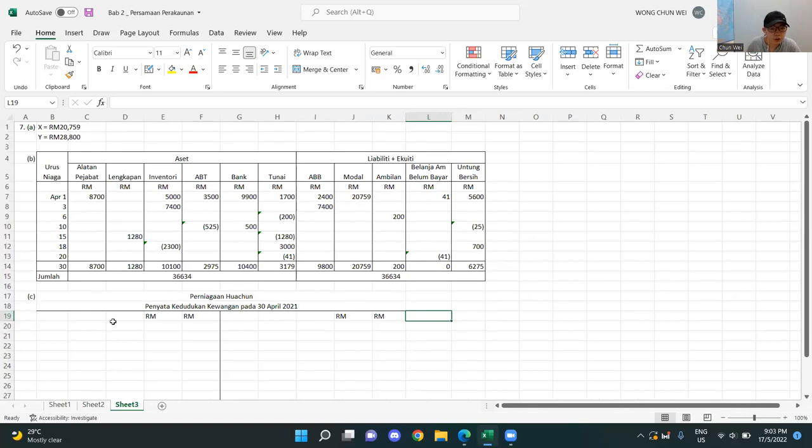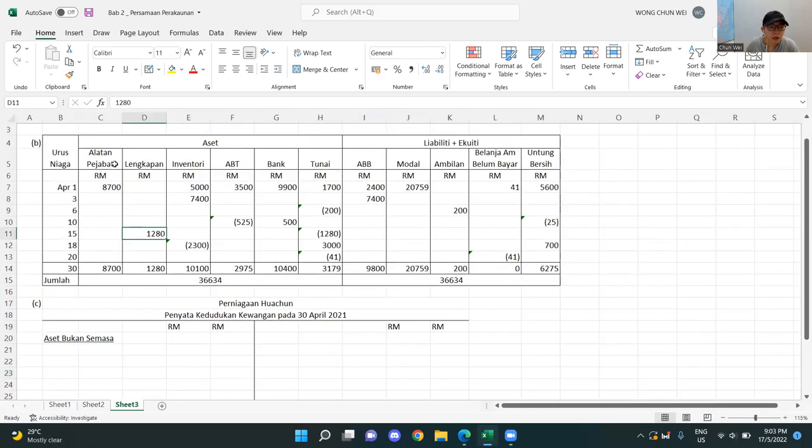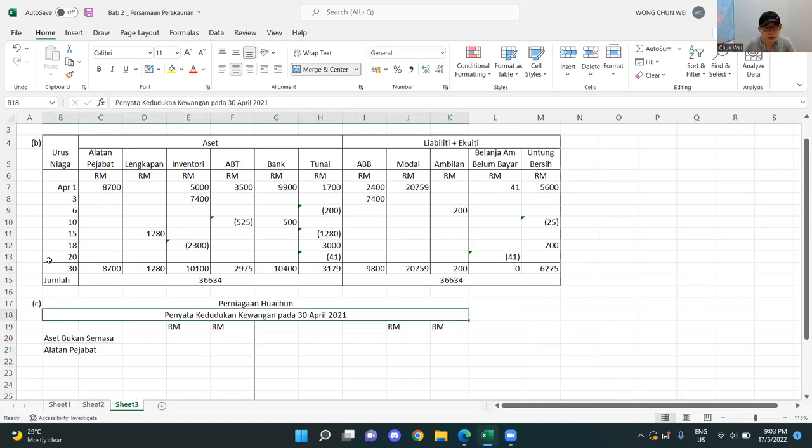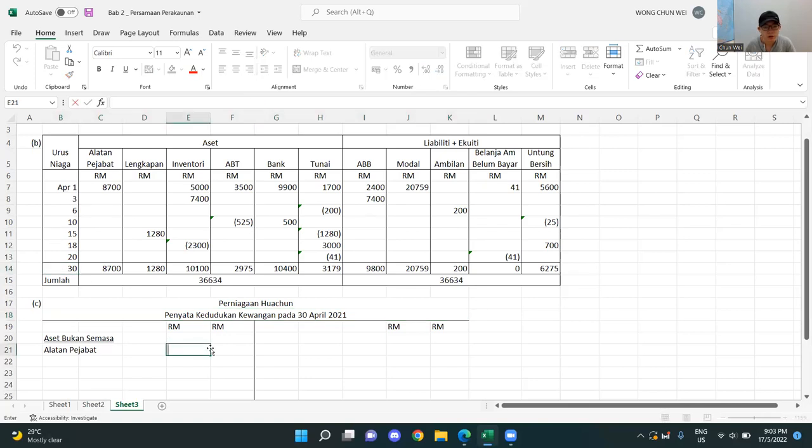Okay. So now. Start with your PKK. It should always start on your left first, okay? And you should start off with the asset bukan semasa. Alright, so what are the asset bukan semasa? Alatan berjabat and lengkapan. Alright, these two are the typical asset bukan semasa. So you just put alatan berjabat, which is this figure. I use this one because now we are doing PKK pada 30th April 2021, which is ini, kan? So here you put 8,700 and then for lengkapan is 1,280.